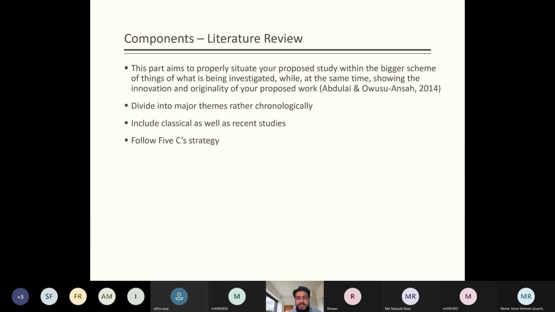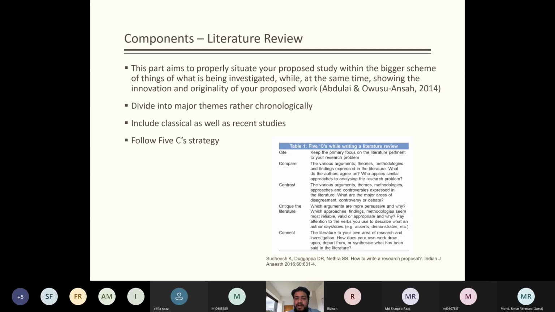One strategy to follow is the 5 C's strategy. The 5 C's are cite, compare, contrast, critique, and connect. So cite the literature pertinent to your research proposal, then compare the arguments, the methodologies, and the similar approaches they have been using, and also contrast them. Show the differences in methodology, show the disagreement or the debate on the topic you are trying to research. Then critique the literature.